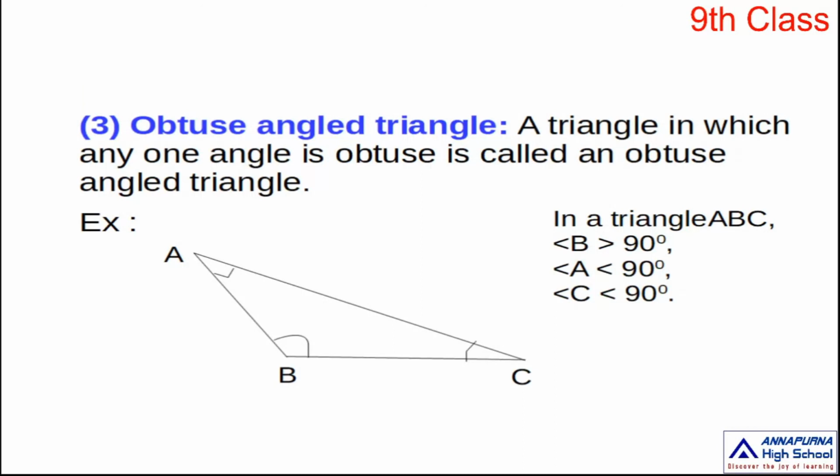So triangle ABC is an obtuse angle triangle. See the figure ABC. In triangle ABC, one angle is more than 90 degrees: angle B is greater than 90 degrees, and the remaining two angles, angle A and angle C, are acute angles, each less than 90 degrees. So triangle ABC is called an obtuse angle triangle.